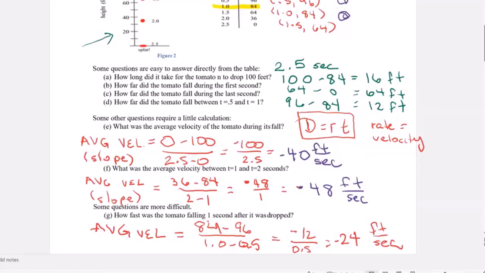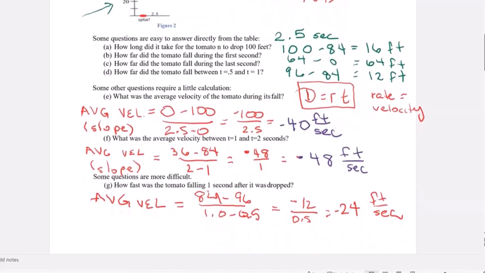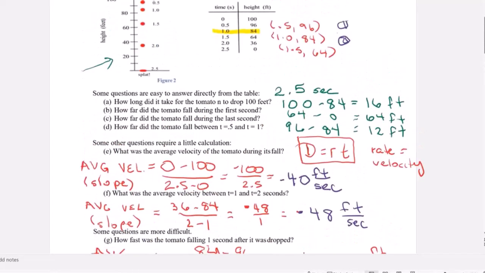Okay, so that takes care of my average velocity between 0.5 and 1. Now let's see what our average velocity is between 1 and 1.5, because those are really the closest points we have. So that's the only thing we can do to estimate it. So now I'm going to switch these two. I'll make this 1 and this 2.